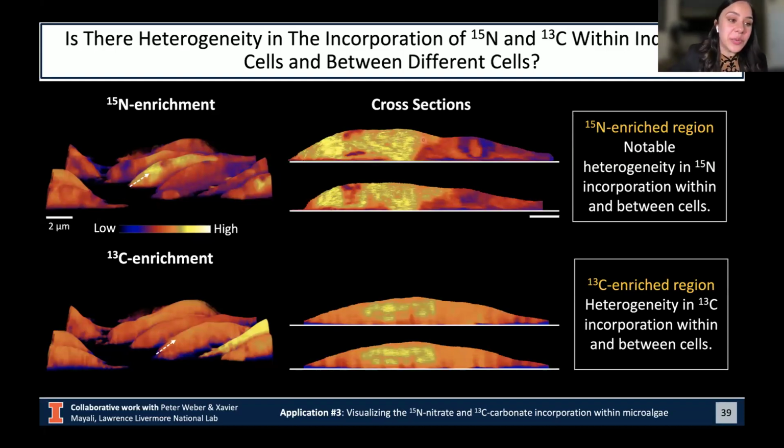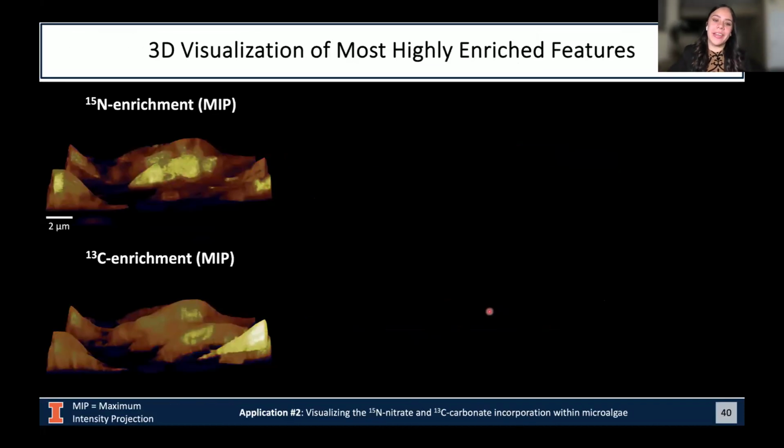With these cross-sections, we can see how much the incorporation of 15N is very abundant in this region, not so much in this region. The same is true for 13C. We see this ring-like structure that's very rich in 13C, but then the rest of the cell is not as enriched. So if you're wondering how these features look in 3D, or what these features could potentially be, well, we also explored that.